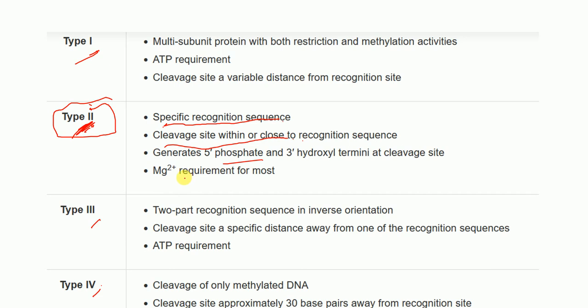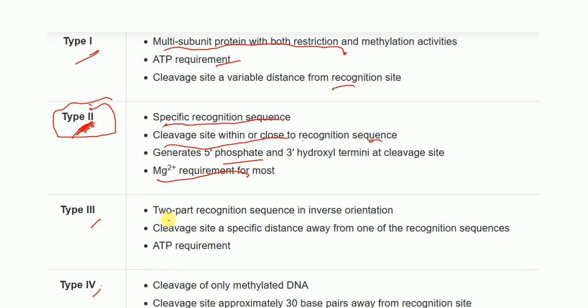This category of enzymes requires magnesium. When it comes to type 1, these enzymes are multi-subunit proteins with both restriction and methylation activities. They also require ATP, and the cleavage site is at a variable distance from the recognition site. But for type 2, the cleavage site is within or close to the recognition sequence.